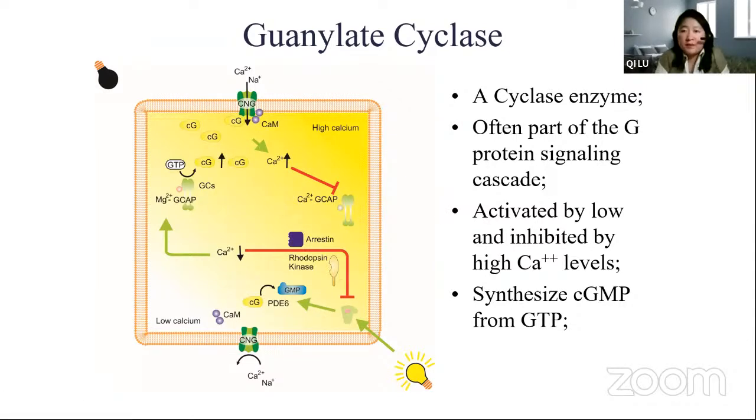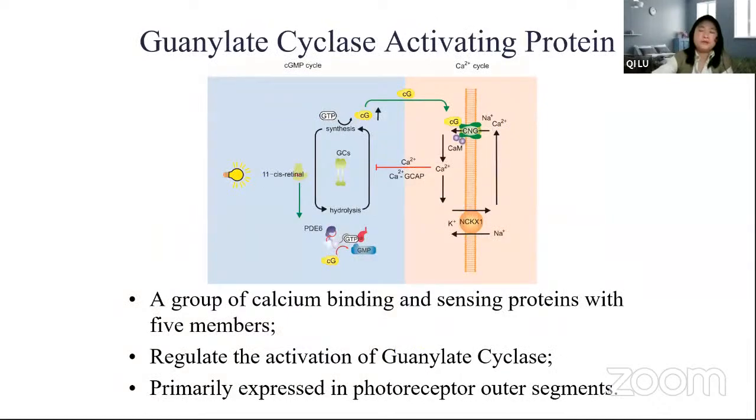The GC is a part of the G protein signal cascade and is activated by low calcium level and inhibited by high calcium. Being activated by low calcium level, it produces the cyclic GMP, the key internal messenger, cyclic GMP.